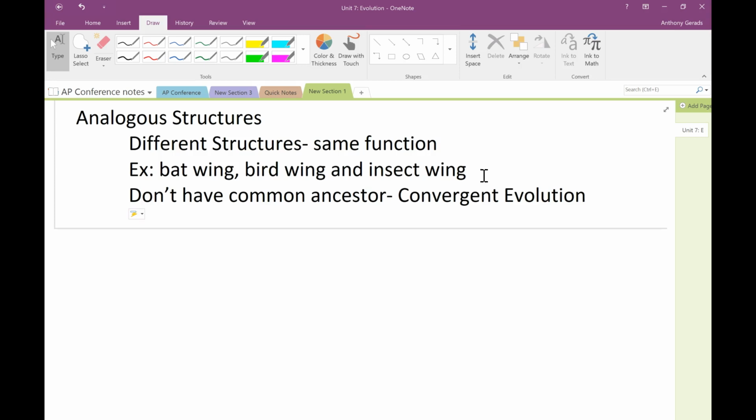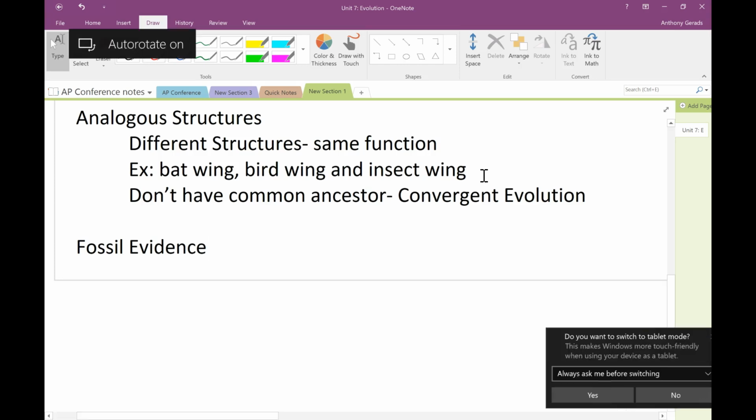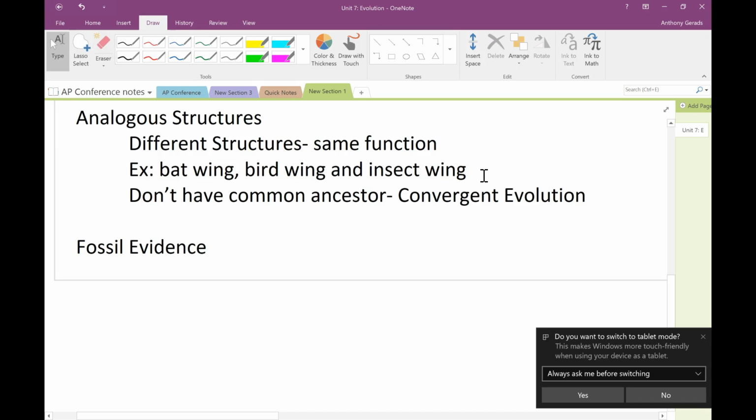All right. Finally, we got one last one we got to talk about. No, this is just for evidence. Convergent, meaning they come together. They had different ancestors, but the environmental pressures caused them to all evolve the same traits. Or same structures, I should say. All right. So, fossil evidence, what we've got for this.